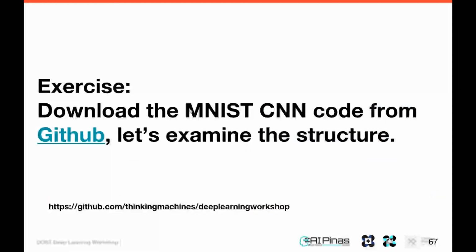As an exercise, and this is on our GitHub repo also, take some time to download the MNIST convolutional neural network code from GitHub and examine the structure. Look at how they put together the layers. This is actually pretty straightforward. For our example on GitHub, we have stripped it down to just the layer elements.